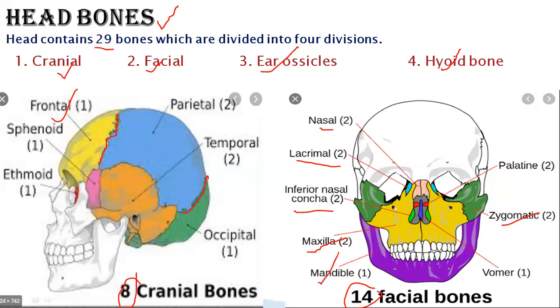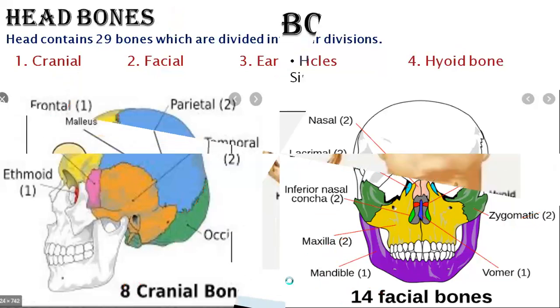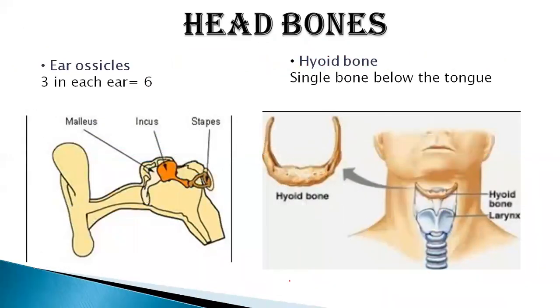Unpaired bones are the mandible, that is the lower jaw, and the vomer, the central bone of the nose, which divides the nose into 2 parts from the front. Okay, so cranial bones are 8 and facial bones are 14.